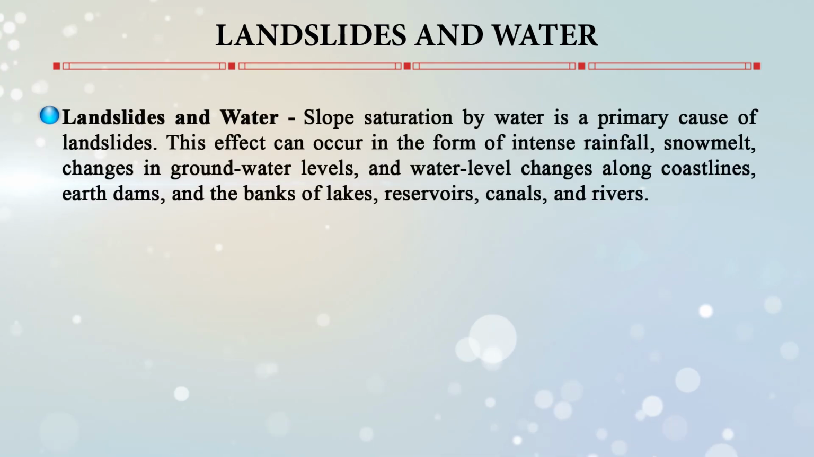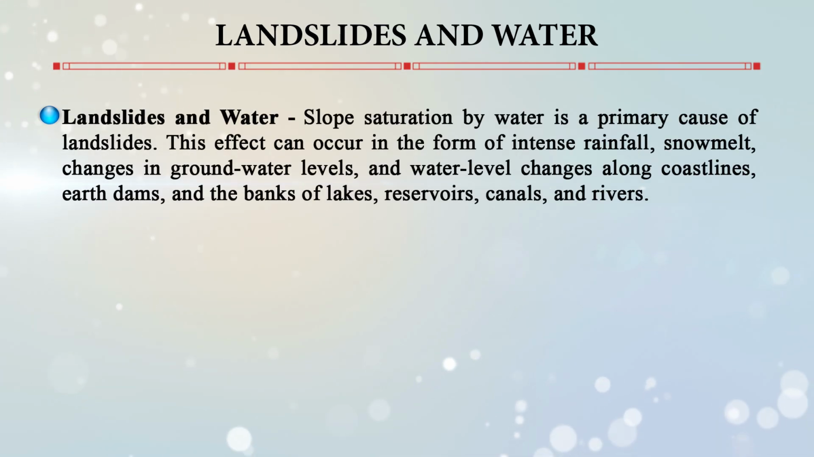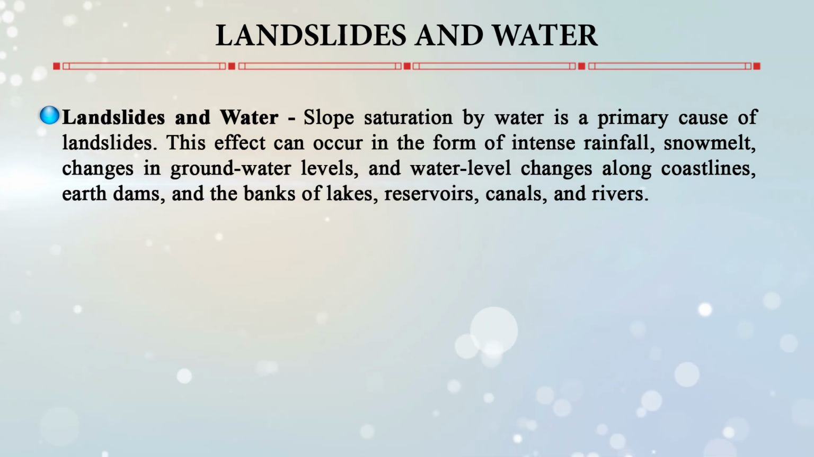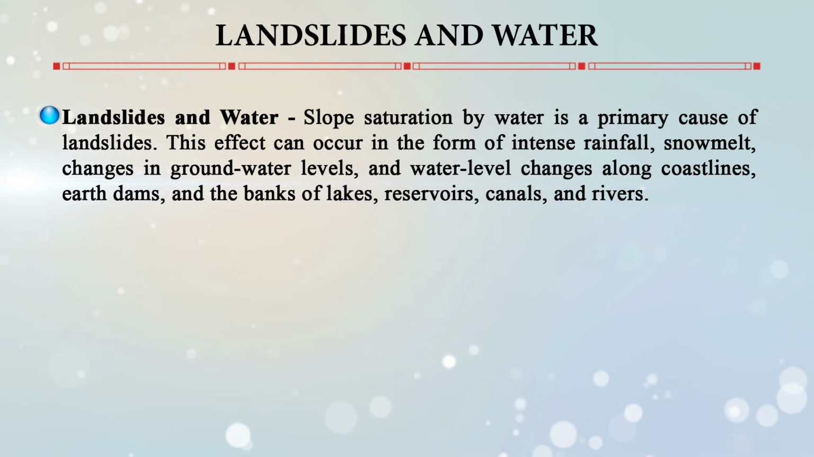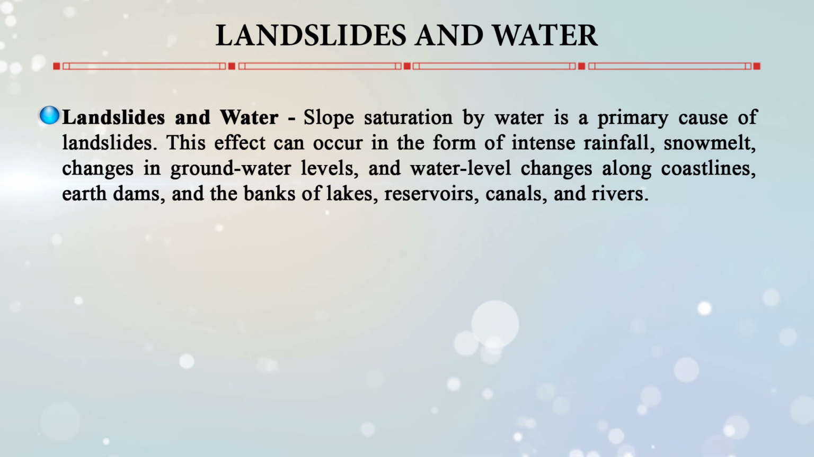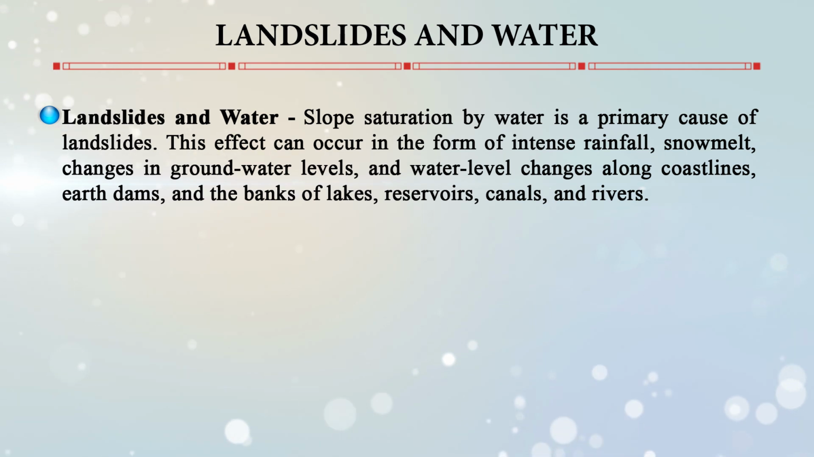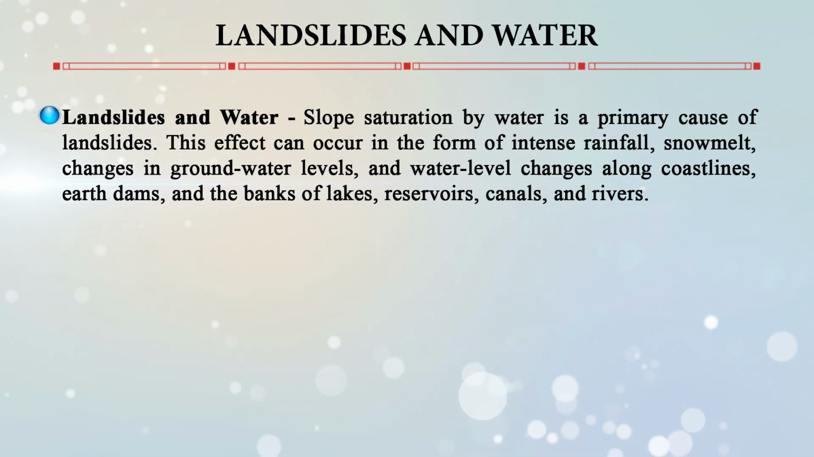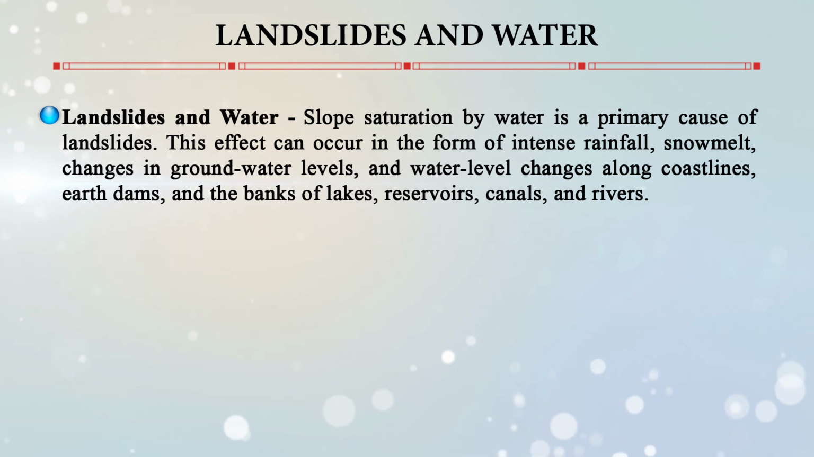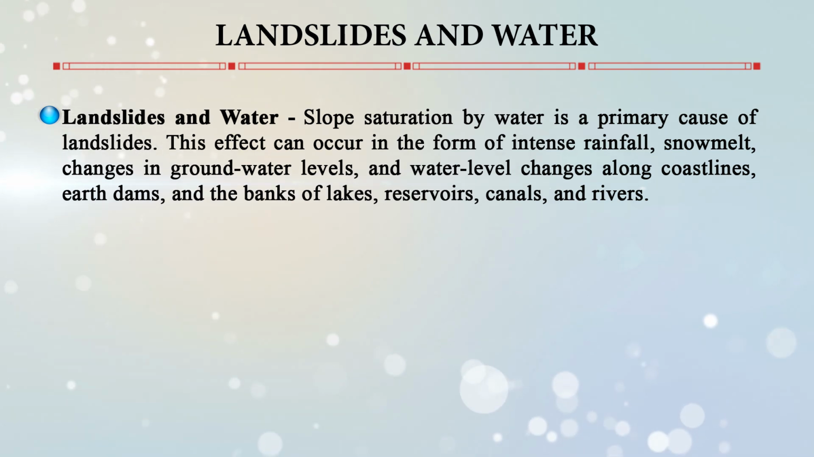Now, there is a relationship between landslides and water. You are clear by now. Slope saturation by water is the primary cause of landslides. This will occur in the form of intense rainfall, snow melt, changes in groundwater level, water level changes along coastline, earth dams, and the banks of lakes, reservoirs, canals, or rivers. That means water and landslides are strongly interlinked.